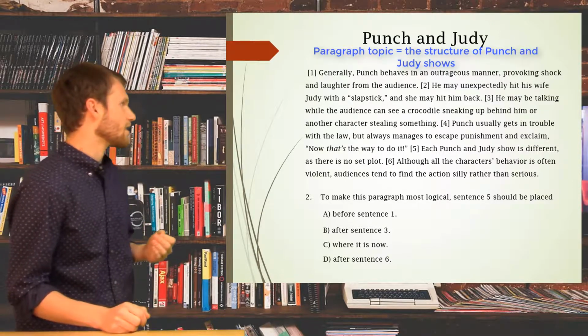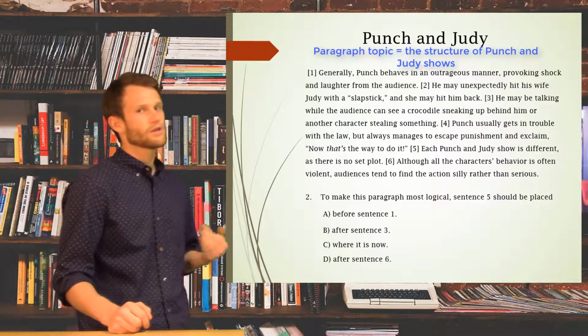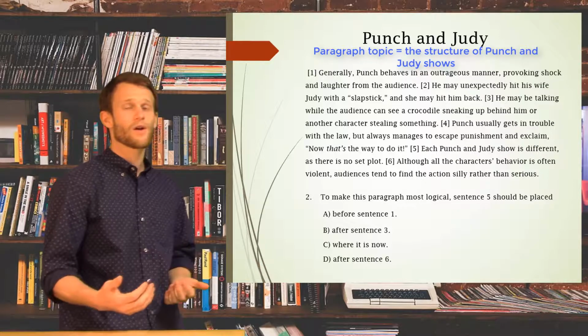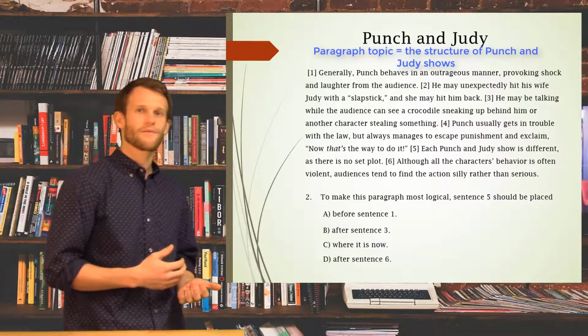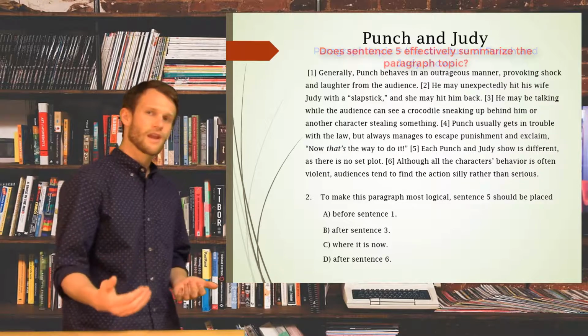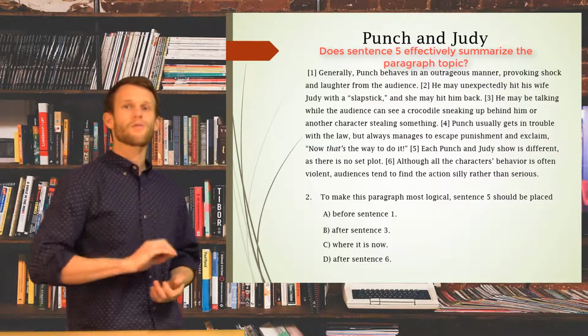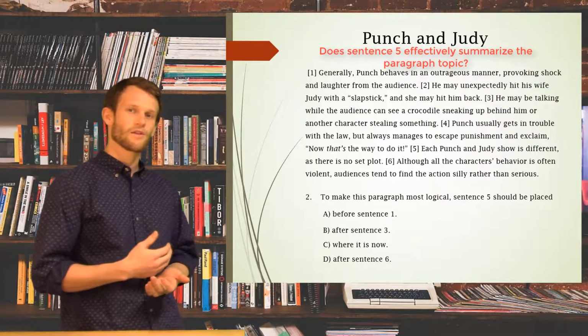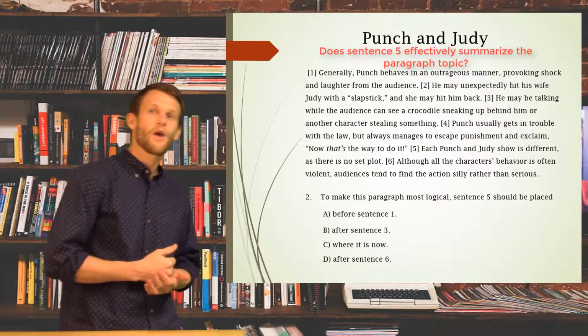So what we're deciding here is, well, each Punch and Judy show is different. There's no set plot. Great. We know this now, but where does this go within the paragraph? Well, what we want to do is decide, first of all, whether this makes a sufficient intro or conclusion, because that's really the easiest place to start. If we know whether it's an intro or conclusion, we can just end it right now.